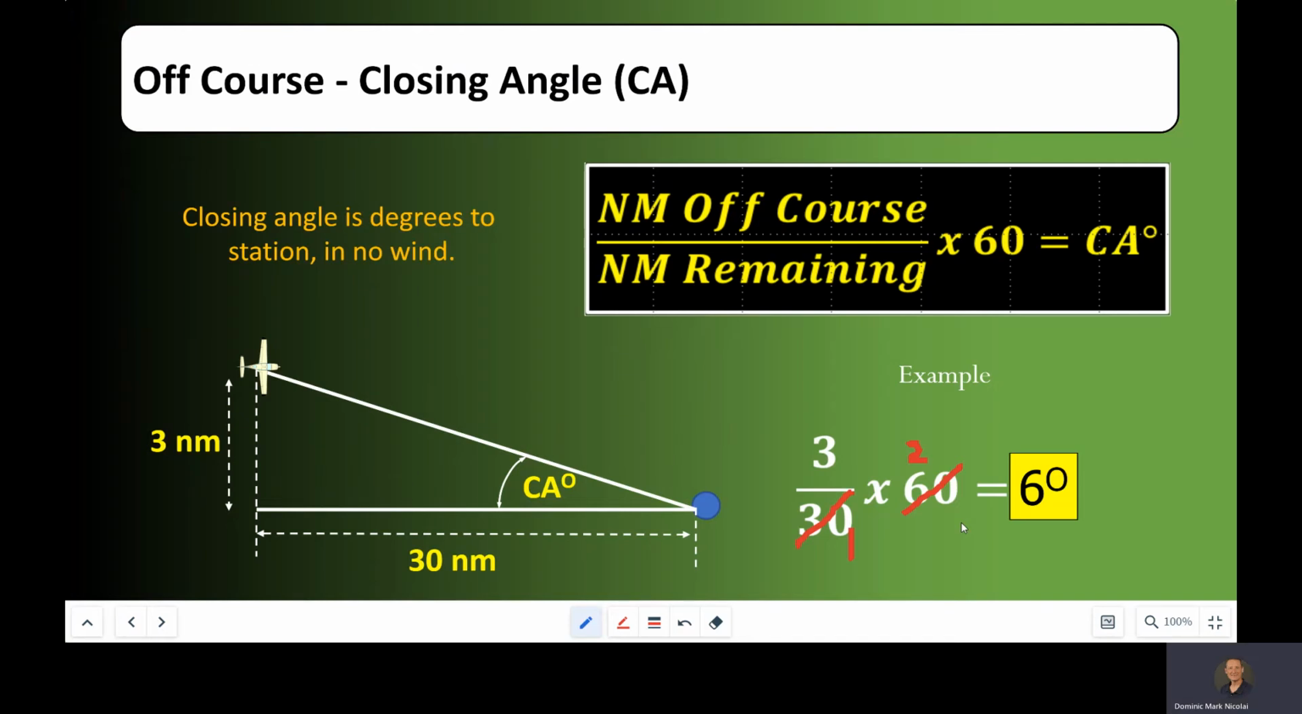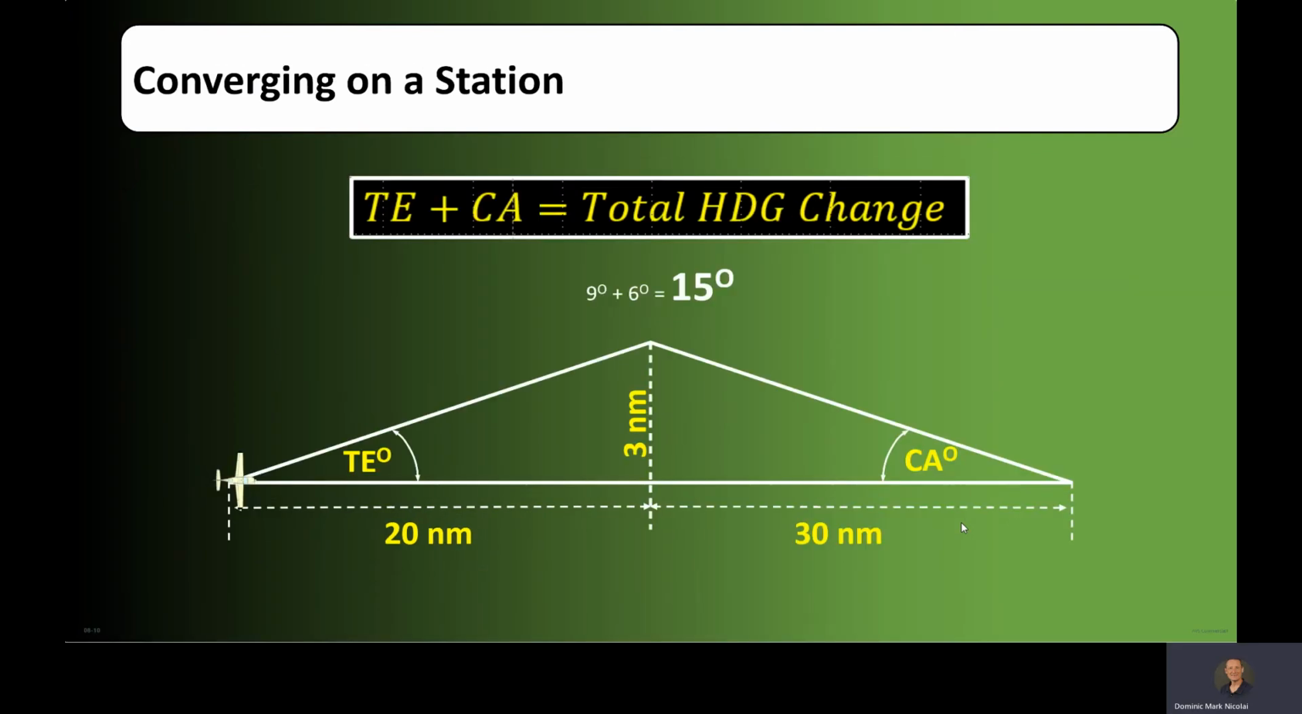So the track error was step 1. Closing angle is step 2. Step number 3 for an off-course problem is to figure out the total correction to heading. And that total correction is going to be a combination of track error plus the closing angle.